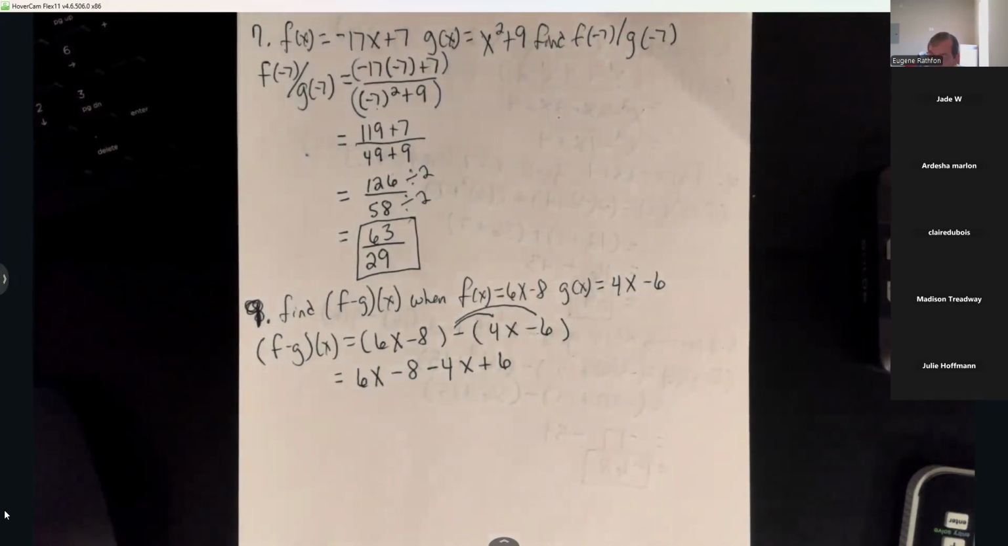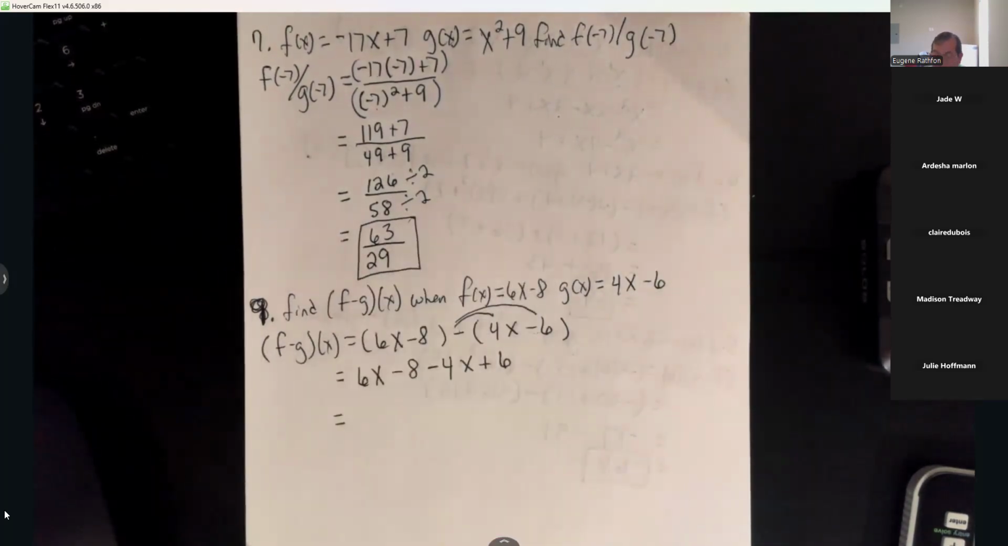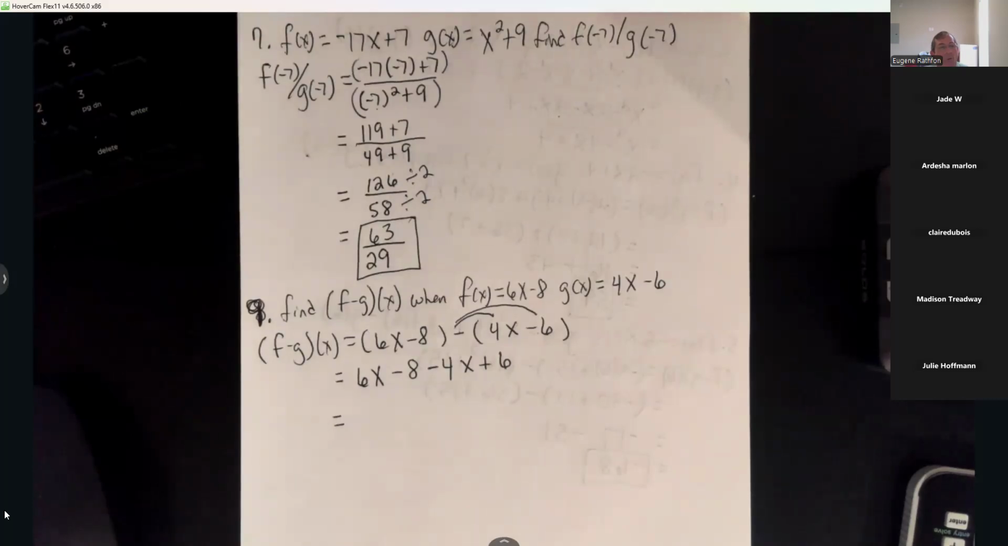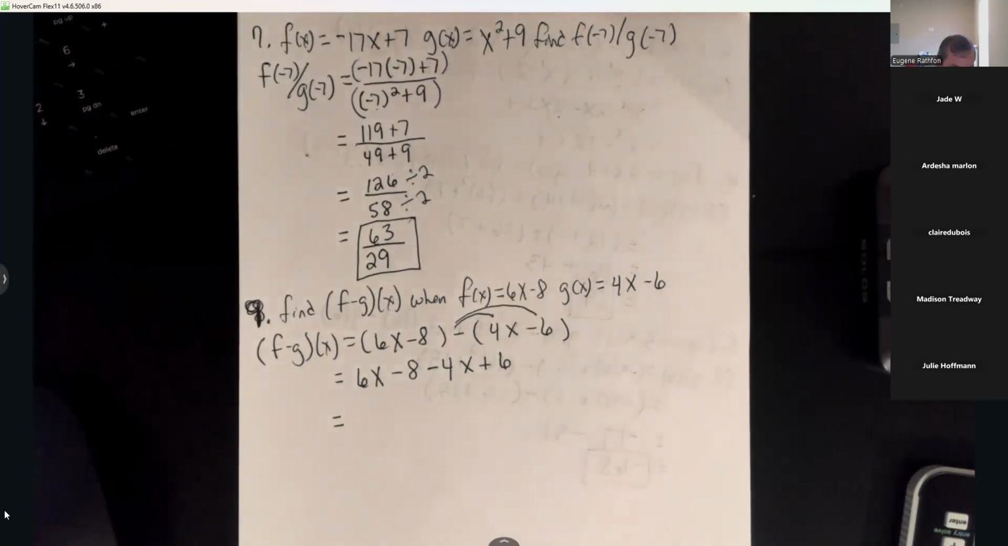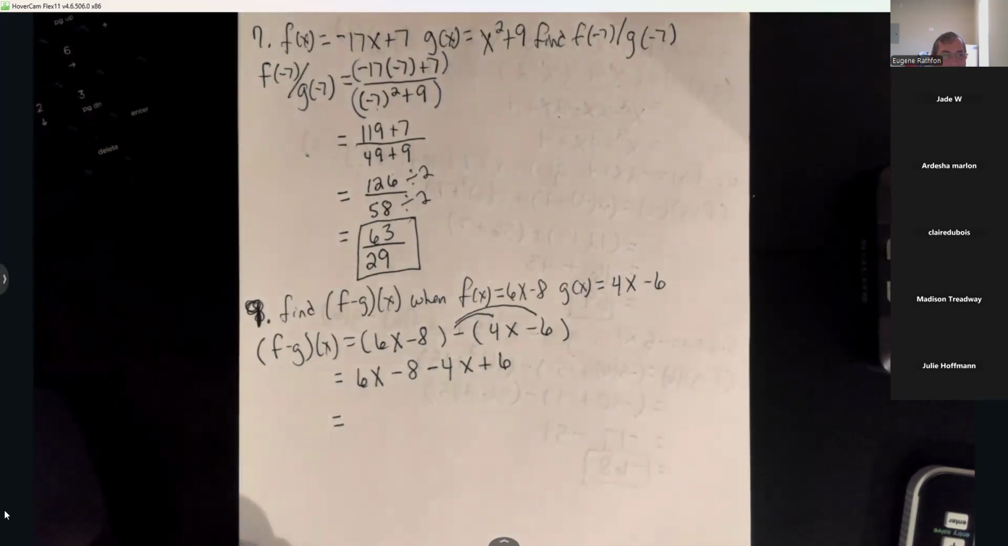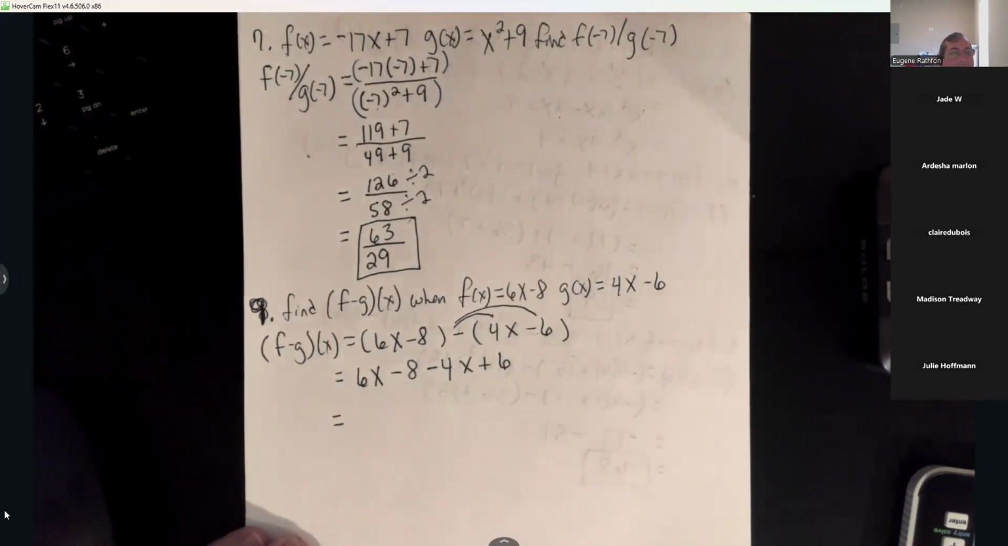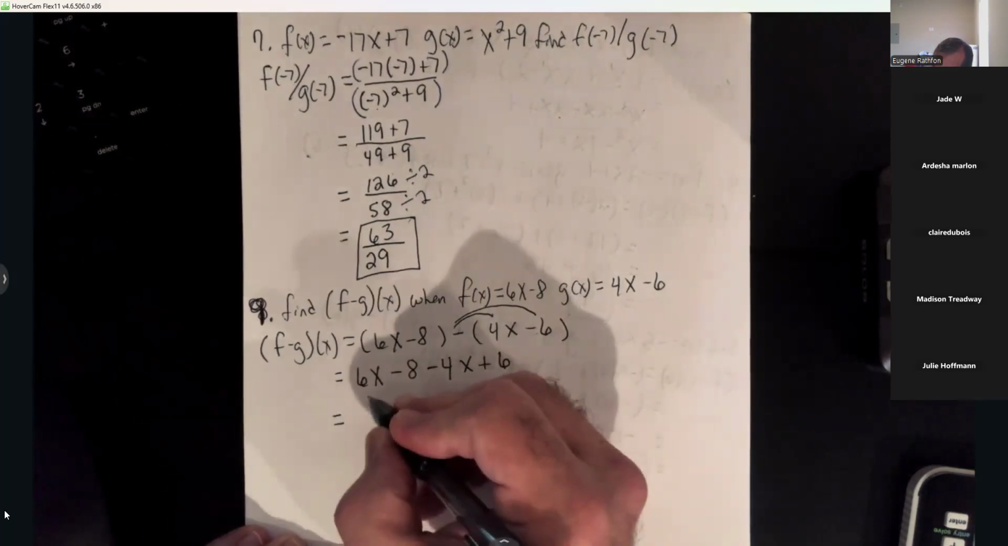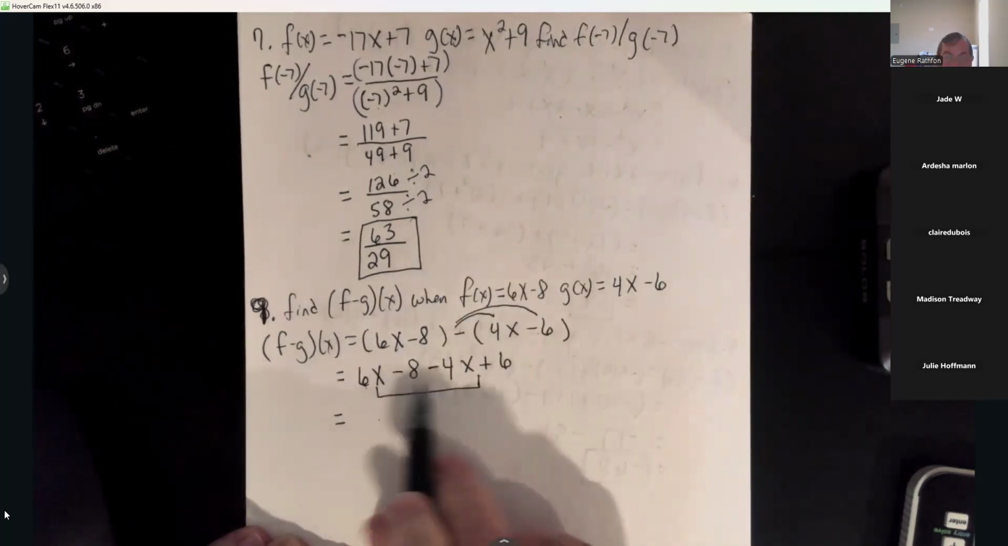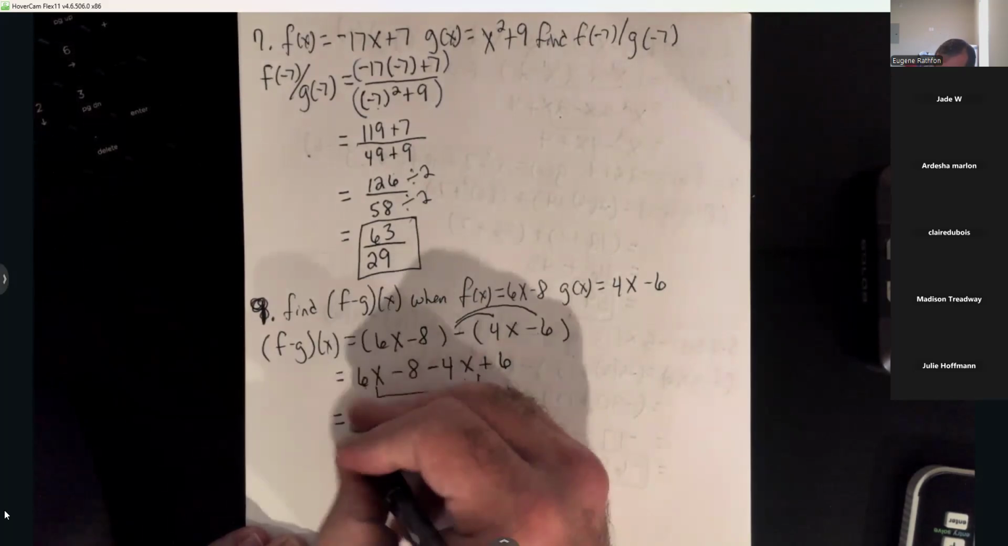All right, so we're going to combine like terms. So if y'all were to combine like terms, what answer would you end up with? All right, so let's see. It looks like you did the x's, and 6 minus 4 left me 2 x's.